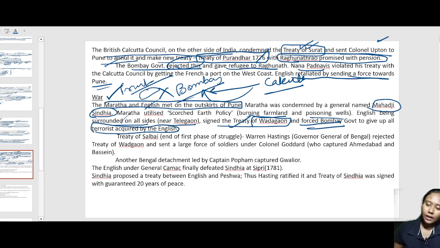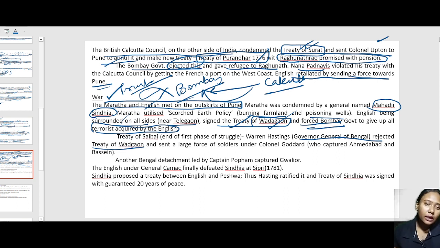Okay, fine. Treaty of Salbai, end of the first phase of struggle, wherein Hastings, Governor General of Bengal, rejected the Treaty of Vadgaon. So English being surrounded on all sides, the English were surrounded from all sides. Where? Near Talegaon. So the Treaty of Vadgaon was signed.